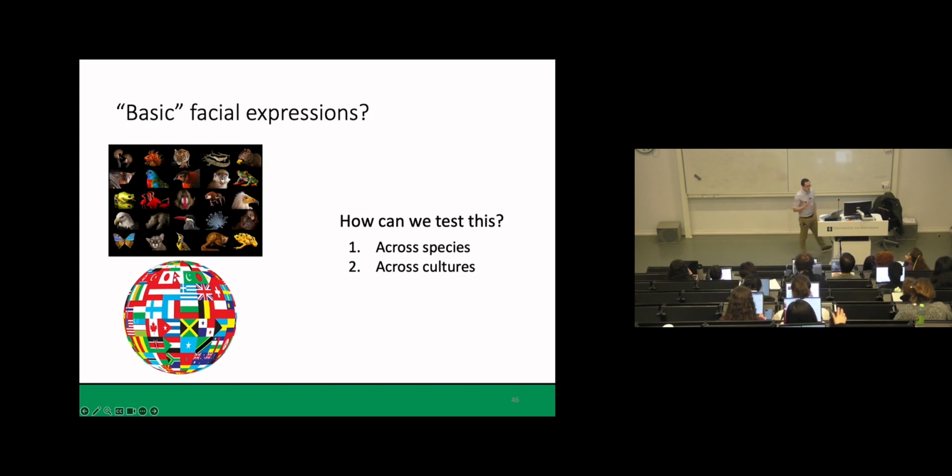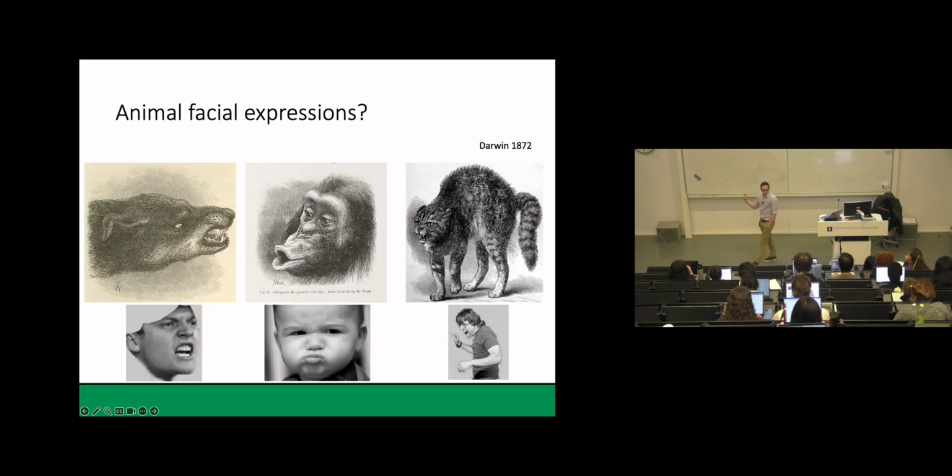So we can see whether or not emotion expressions generalize across species and also across cultures. Now, in terms of across species, I'm not going to spend too much time talking about this, but I do need to at least note that there's been a long-standing idea since Charles Darwin himself that animals communicate emotion in a way at least somewhat similar to humans.